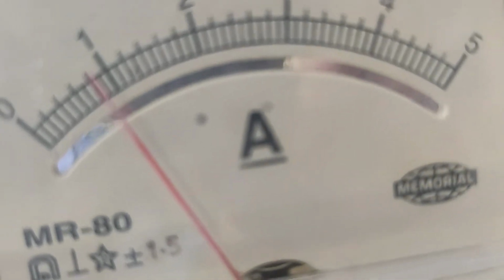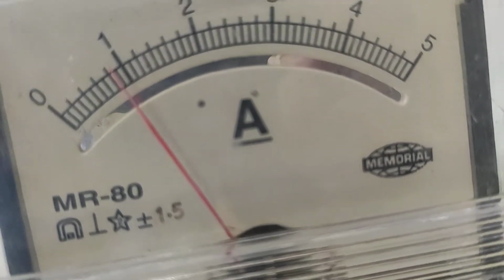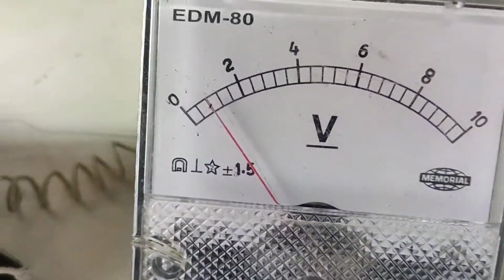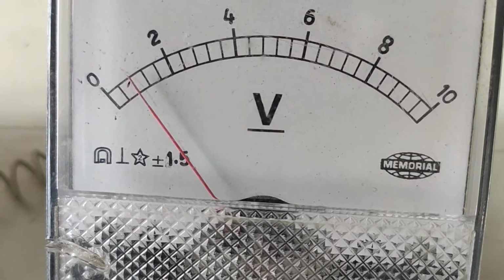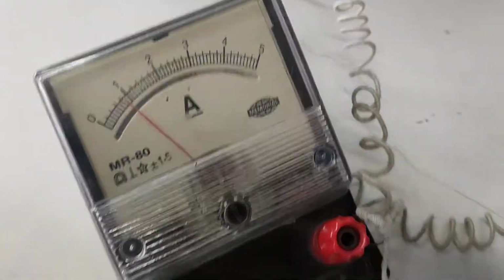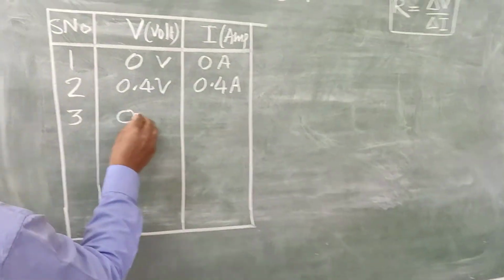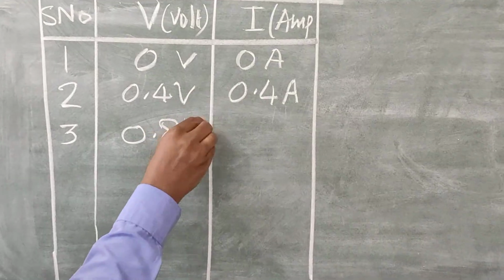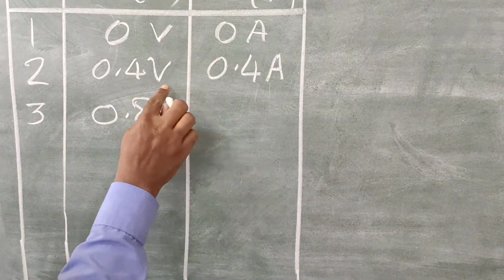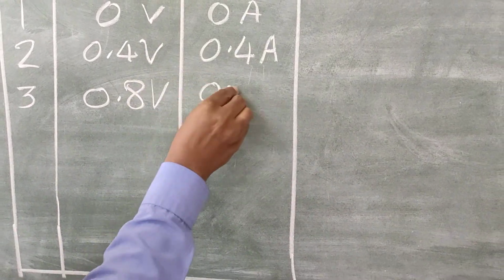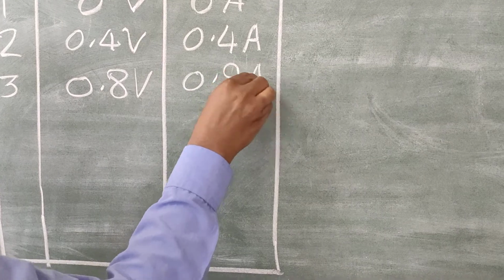Here, the voltmeter shows 2 lines and the ammeter shows the ninth line. So we take this reading: second line becomes 2 into 0.4, that is 0.8 volt, and the ammeter is on the ninth line, so 0.9 ampere.